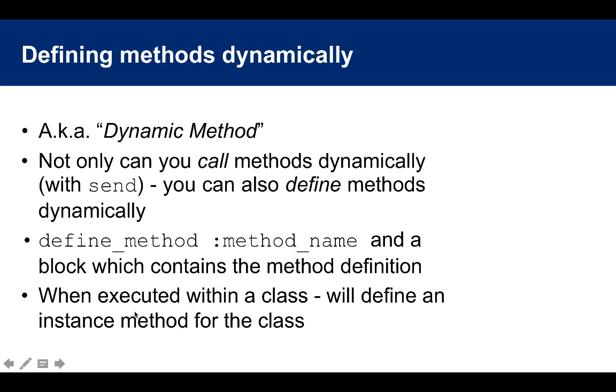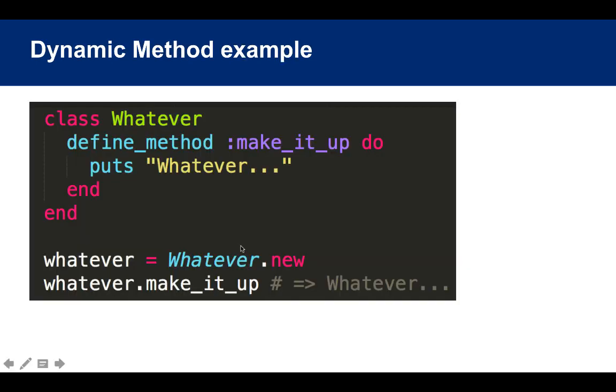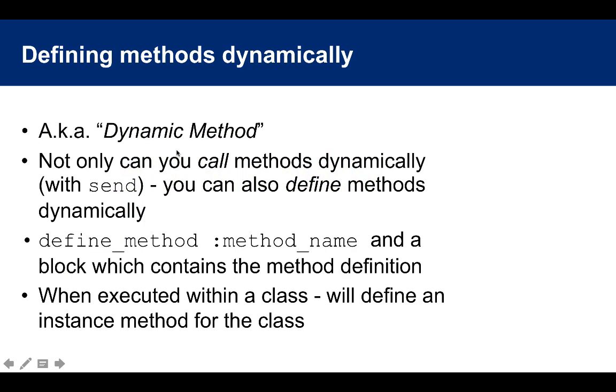When executed within the class, this will define an instance method for the class. So, for example, you have a class called Whatever, and you call define_method with a method name, and you're able to specify the method definition inside the block. So in this case, Whatever.new.make_it_up is a regular method for the Whatever class. So instead of doing def and actually specifying the method, you do it this define_method way, which again is called the dynamic method concept.